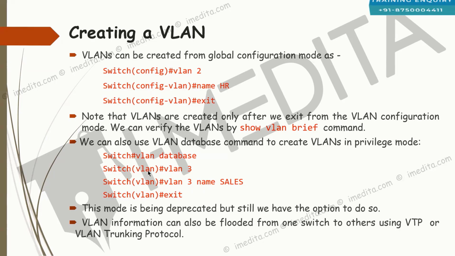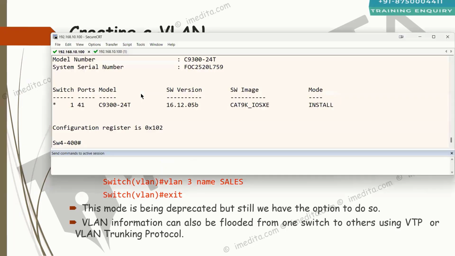this VLAN configuration mode. So if you have an old switch platform and you're not allowed to go to the configuration mode, maybe you can use this VLAN database command to create the VLANs in the privilege mode. But as they say, this mode is being deprecated. So if you have a very latest Catalyst switch, you might not get that option, just like we do not have that option here in the Catalyst 9300 series switch.